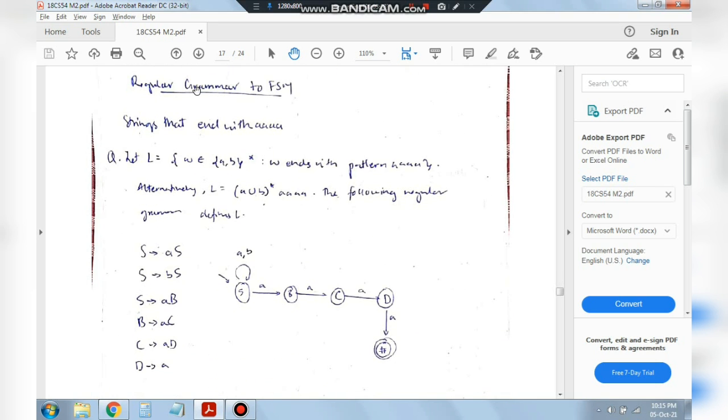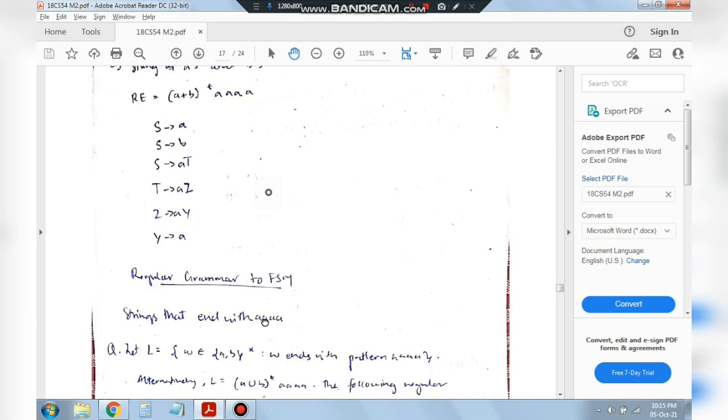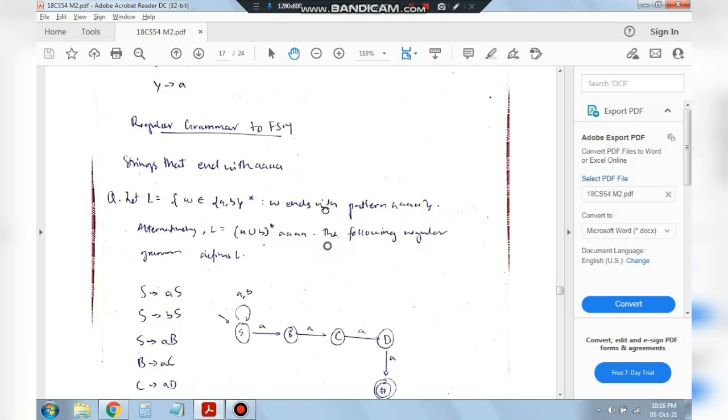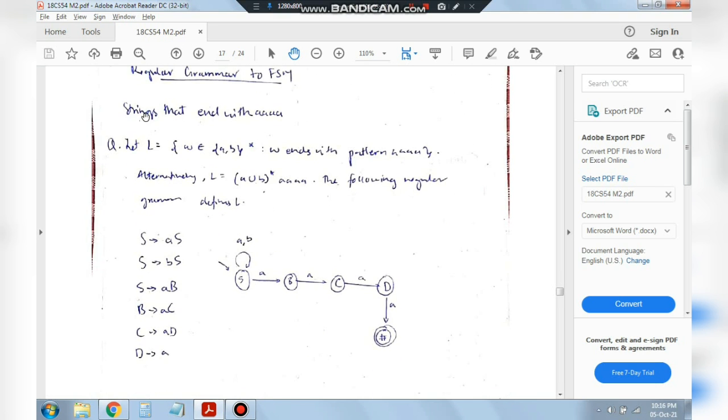Then the regular grammar to FSM. Now we have studied how to generate a regular grammar. Now how to use this grammar to change to an FSM, that means the finite state machine. Let's consider an example. Strings that end with A. We have written the rules here. By using these rules, we have to find out the FSM for it.